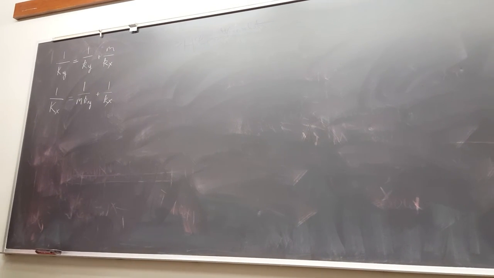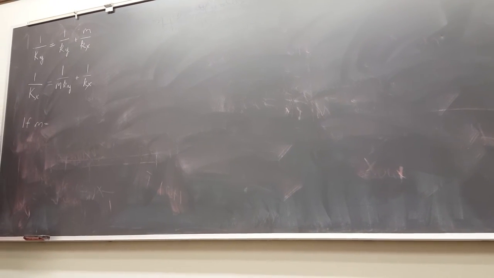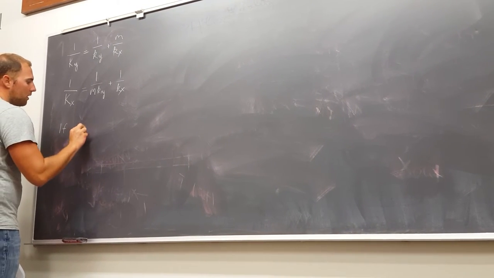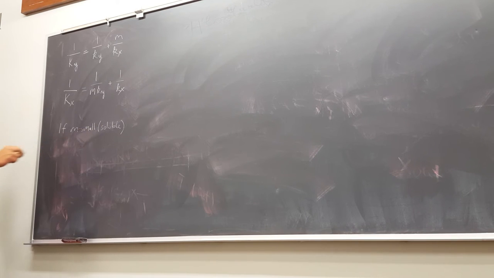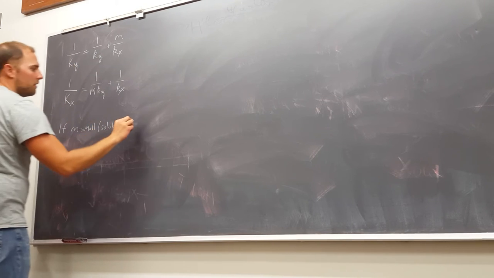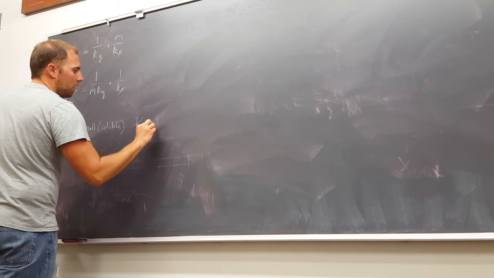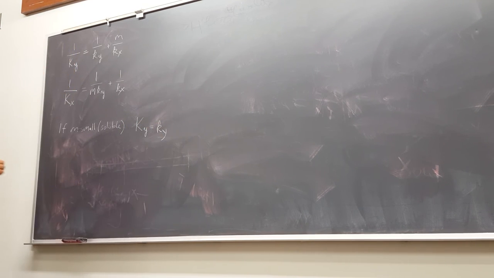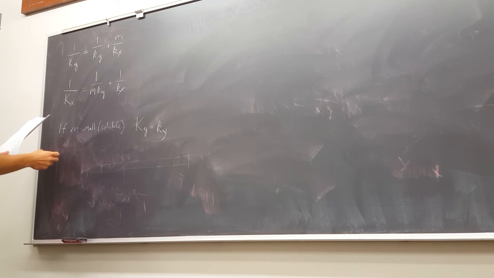So if m is large or small, you can make some simplifications. If m is small, which means is it soluble or insoluble? Soluble. What happens if m is small? The Kx term goes away. Big K equals little k. And if this is small, then this one matters. Kx is equal to m ky.